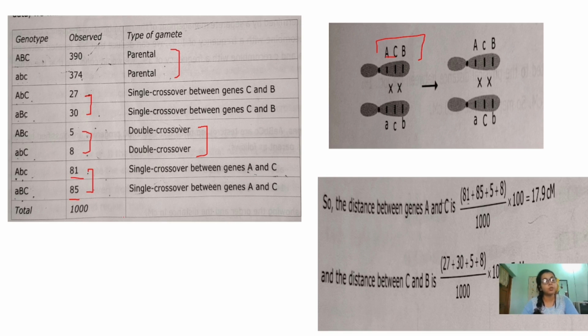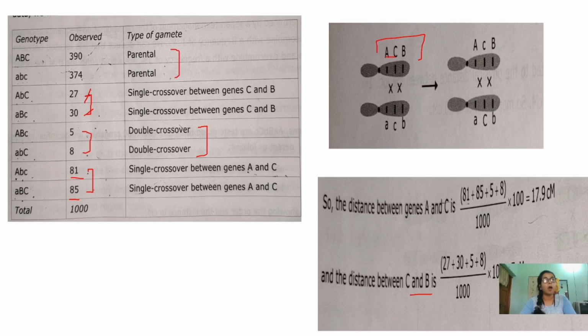Next, similarly for C and B, that is 27 and 30, single crossover 2, plus 5 plus 8, divided by the total number of progeny into 100, you get 7 cM. That is the distance between C and B, and the distance between A and C is 17.9 cM.